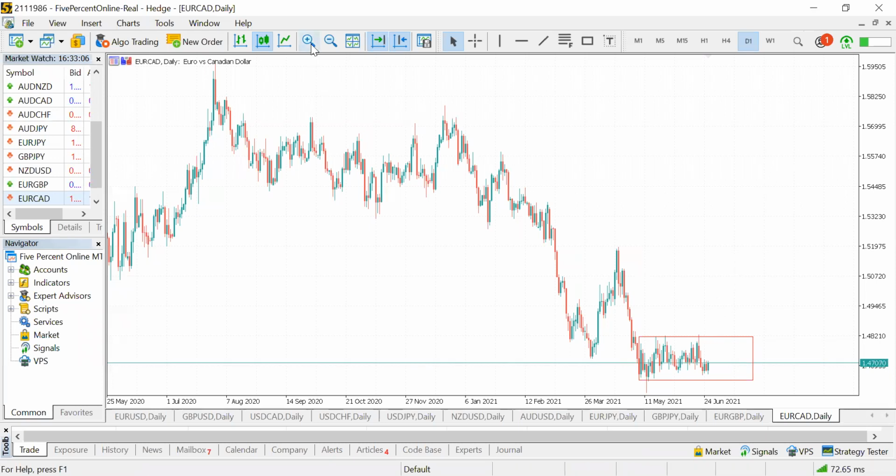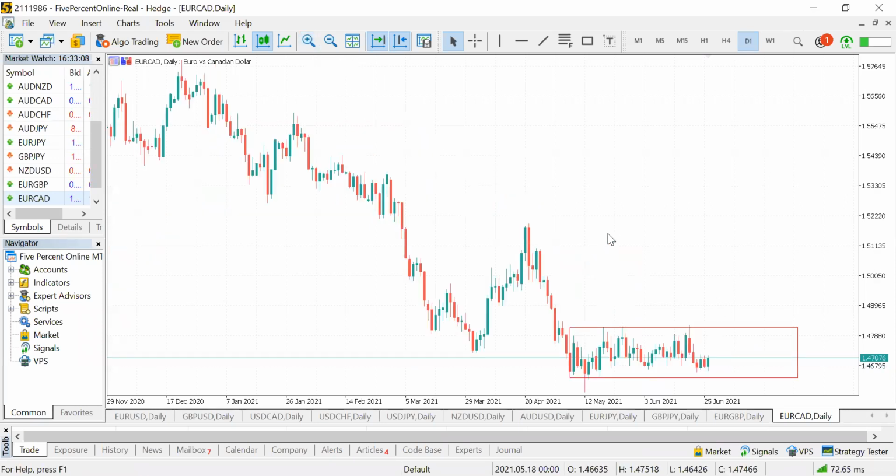You can also, if you like trading the breakout itself, place buy stops above and sell stops below and try to catch the breakout. But I'm not a huge fan of those ones. So that's my view on the Eurocad. Very, very neutral.